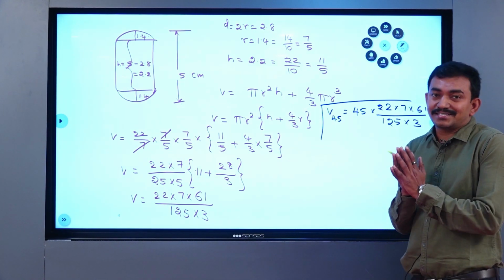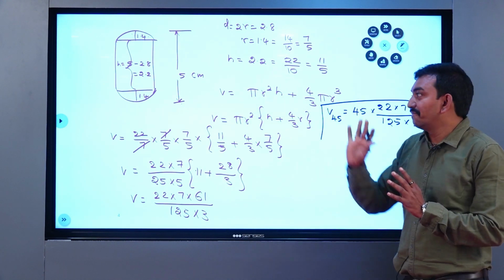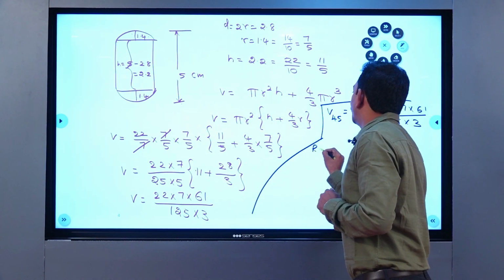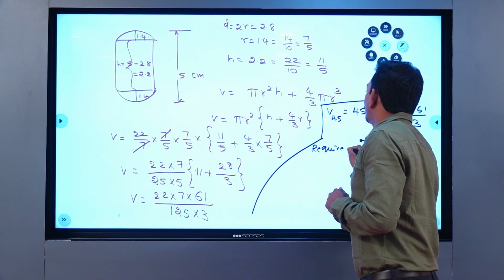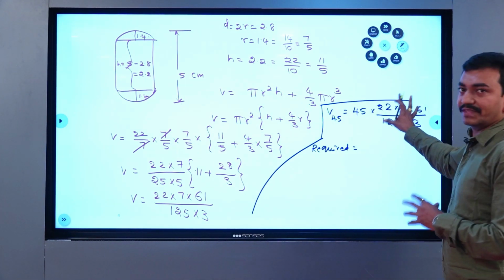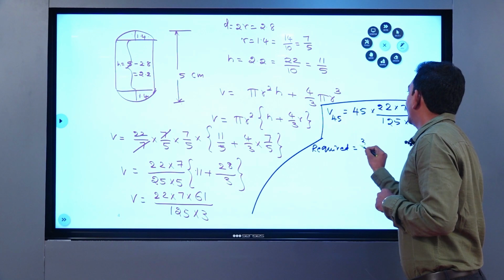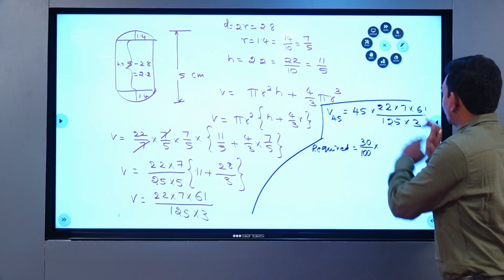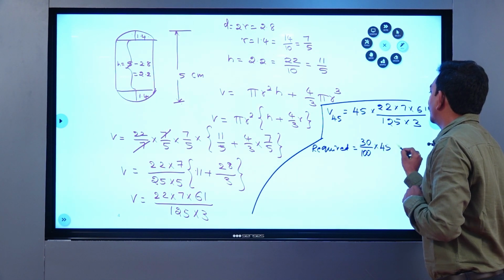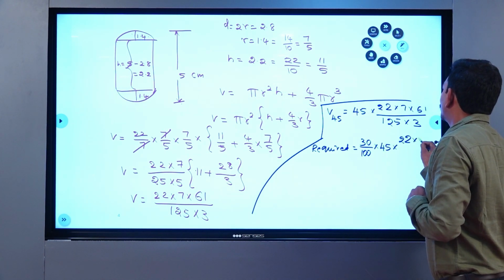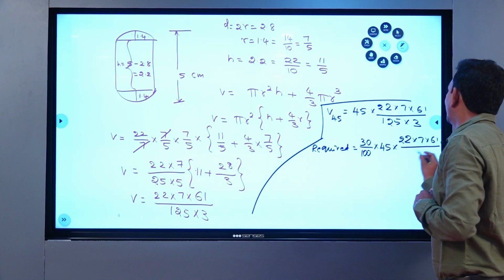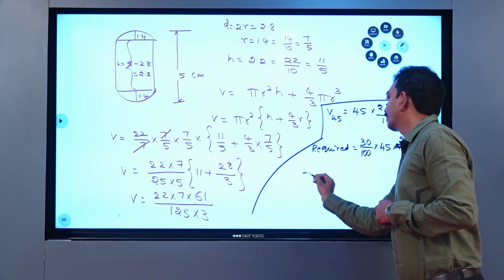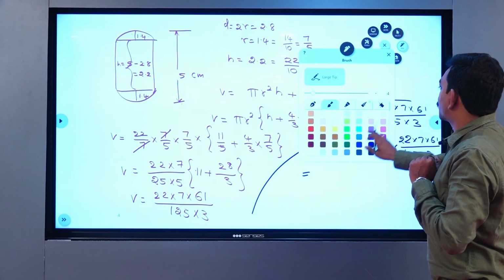But the sugar syrup we have to calculate, students, is which is 30% only. So, our required answer would be, as discussed earlier, if we take 30% of this, that is our answer. So, we have to take 30% of 45 gulab jamuns volume, which is 45 into 22 into 7 into 61 by 125 into 3.